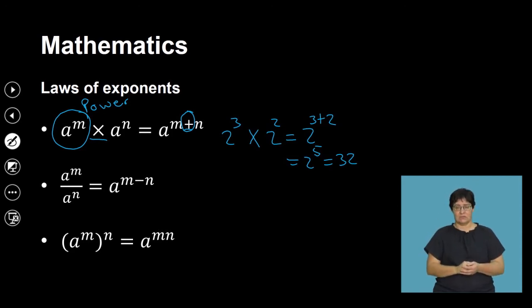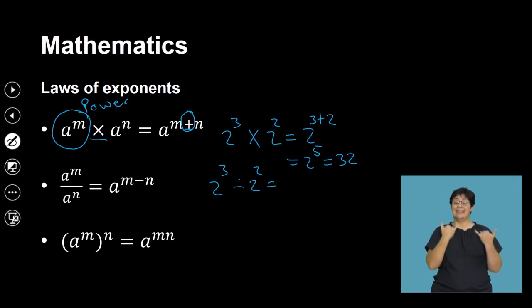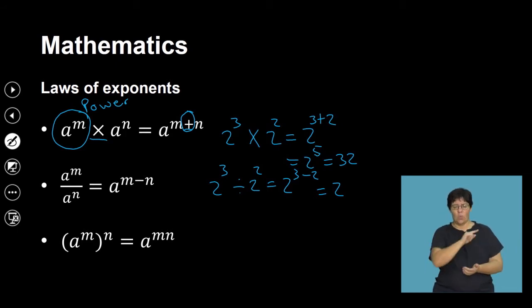Now, the opposite of this is the division one, right? If I'm dividing 2 to the exponent of 3 by 2 to the exponent of 2, here I need to subtract. So it becomes 3 minus 2, which equals 2 to the exponent of 1. But mathematically, we hardly write the 1. If there's an absence of an exponent, it does not mean 0. It means there's a 1 there that we are not writing.